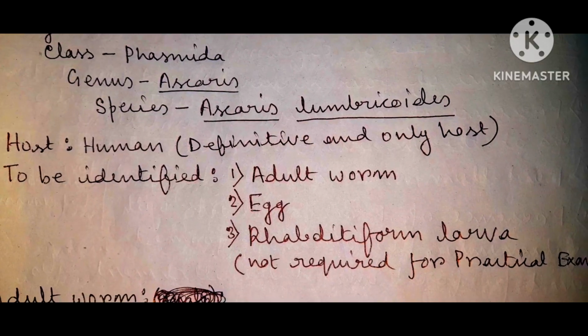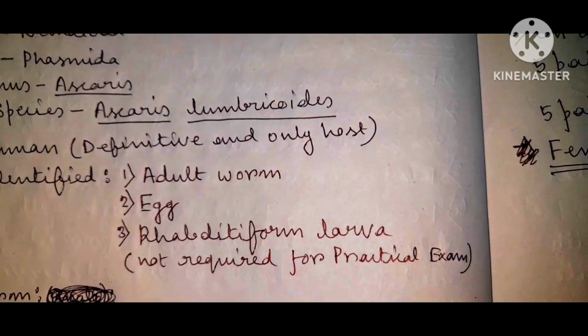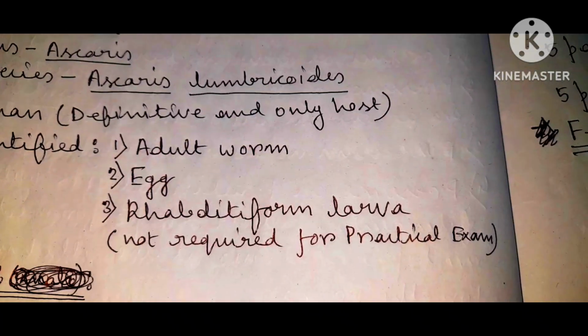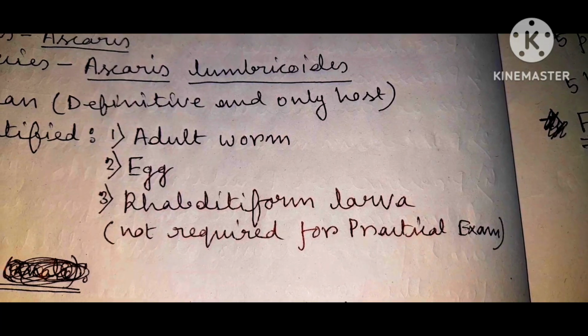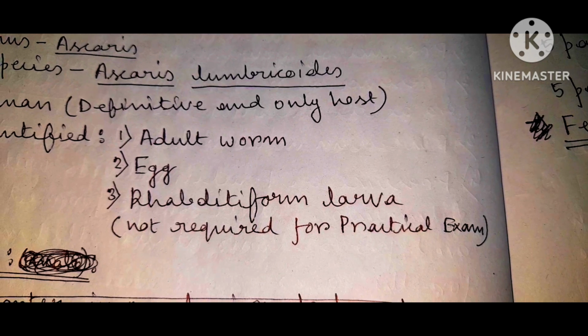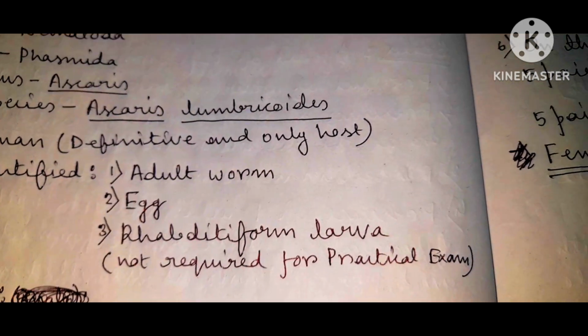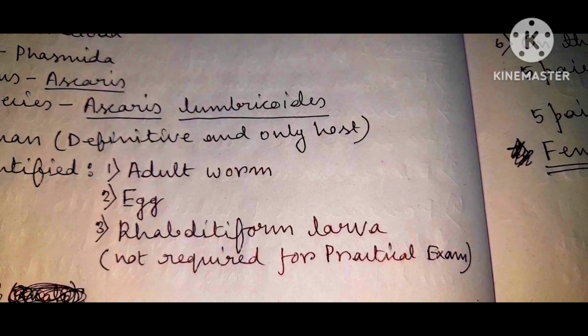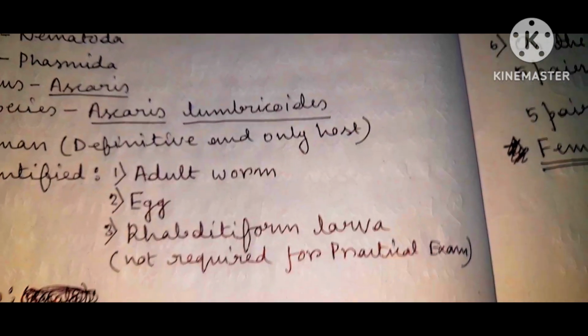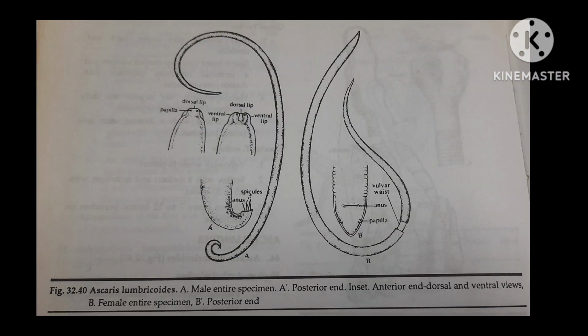To be identified: adult worm, both male and female, egg and rhabditiform larva. This rhabditiform larva is not required for your practical exam, both for exam copy preparation as well as in your practical exam also. I have included this rhabditiform larva here for total completion of identification of this Ascaris lumbricoides stages. Okay. This is diagram of male and female adult worm of Ascaris lumbricoides. Draw this in your practical copy with proper labeling.